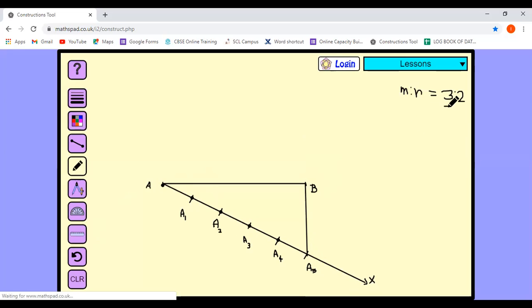Now the first one, m is 3, isn't it? So from 3, we have to draw a line segment parallel to A5B. So first we have to draw a line parallel. So for that again we'll take the compass, place it in A5, okay, and take a radius smaller than your arcs. Fix it and draw the arc. Okay, now taking the same measurement at A3, because our m is 3, we are going to draw the arc over here also.